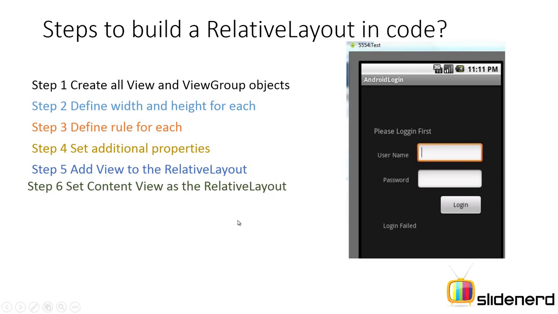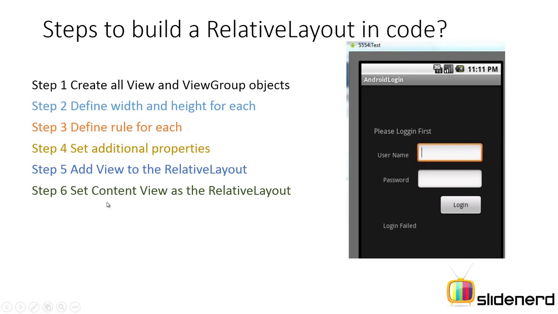Ultimately, in step 6, you use the set content view method. To that method, you pass the relative layout object to tell the Android system that this activity will have an appearance defined by this relative layout object. Alright, so in the next video we are going to actually follow these 6 steps and build a user interface which looks exactly like this using relative layouts and using only Java code. So let me give a little more detail of each step so that you guys can understand stuff better in the next video when we talk about them.